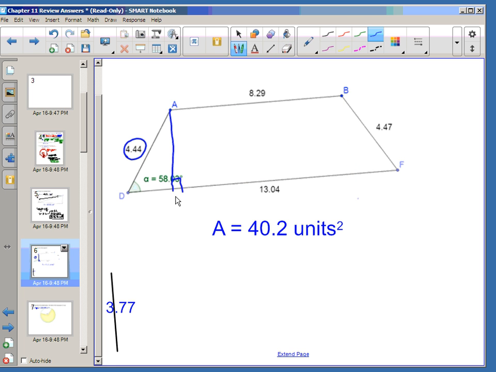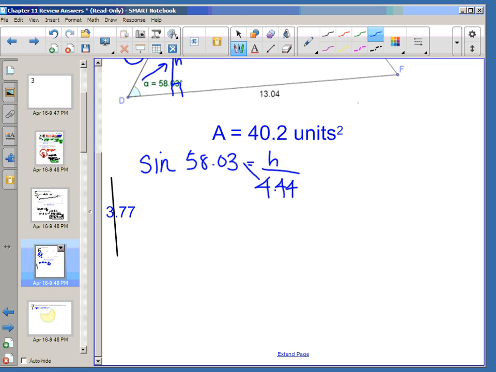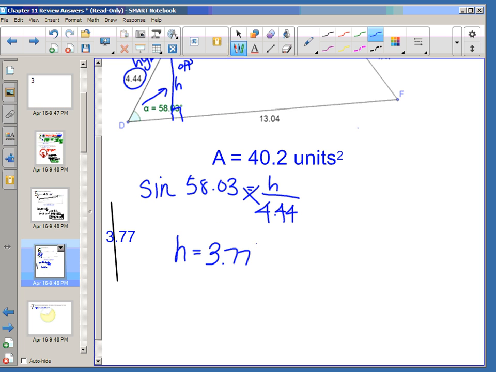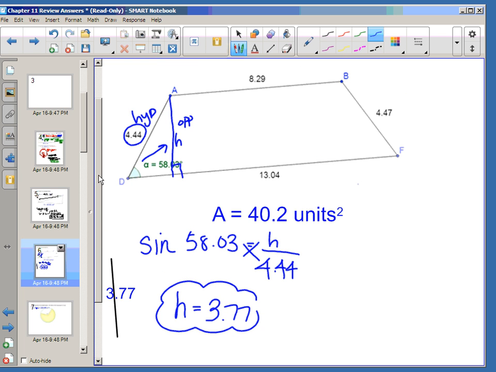All right. So for this one, we're going to call this h because that's my height. That is the opposite side, and this is the hypotenuse. So I'm not using tangent anymore. I'm using sine. So I have sine of my angle, which is 58.03, equals my opposite side, which is h, over my hypotenuse, which is 4.44. Cross multiply, I get my height to be 3.77. Now, they didn't ask me to find my height, they asked me to find my area, so this is one piece to the puzzle. The height is 3.77.